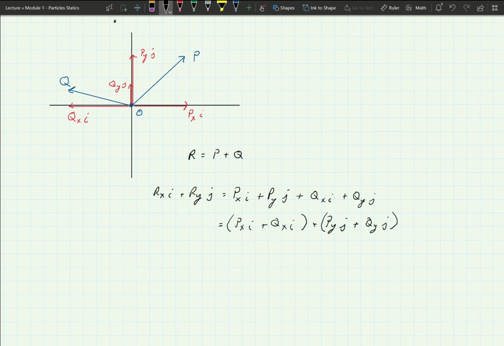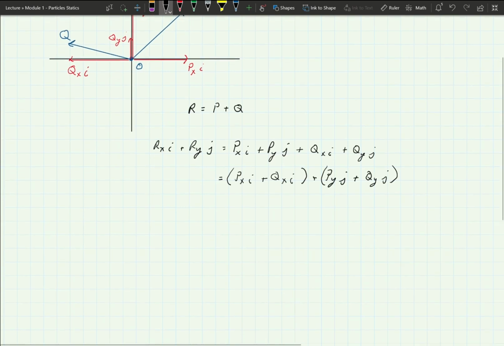Some of the basics of this are really just identifying what the components are of the vector P and the vector Q, and then adding them together to figure out what the resultant vector would look like. So far that's pretty straightforward math. We didn't do anything strange or complex here. Boy, I can't talk today.